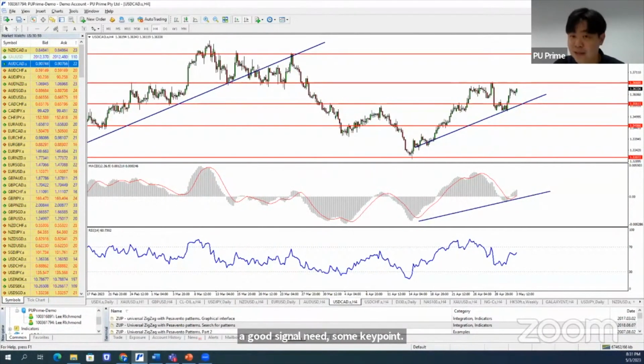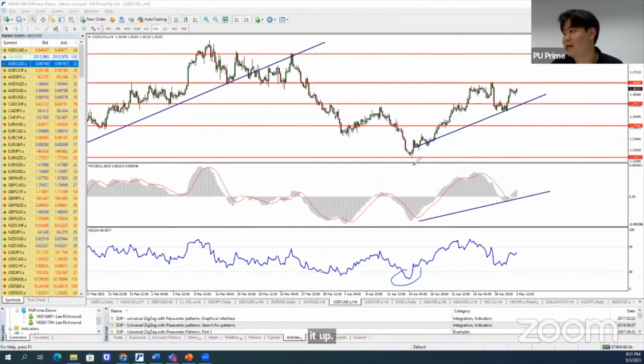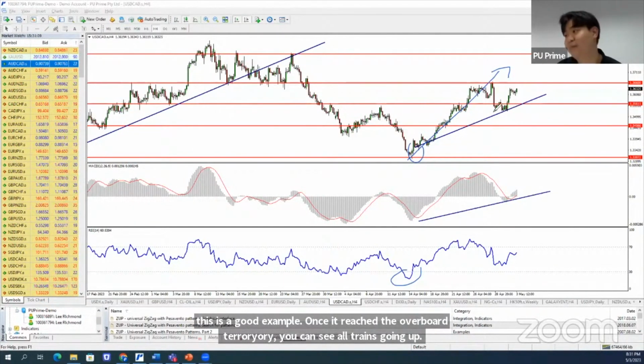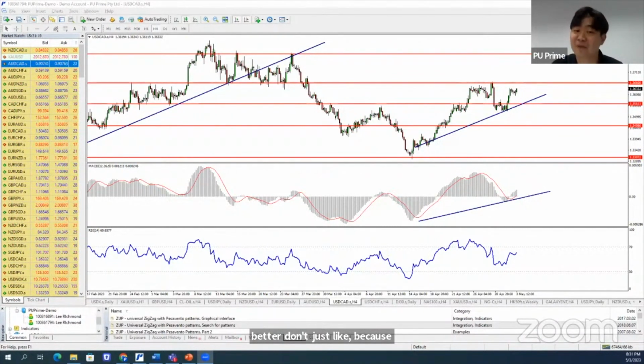So this is a good example here. Once it reached the overbought territory, you can see the overall trend is going up. This is one of the good examples, but of course, sometimes you might experience some bad examples also. So better don't go all in with your money just because one RSI indicator says so. I don't recommend you to take this kind of risk.